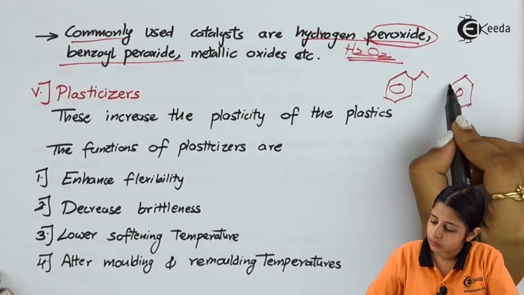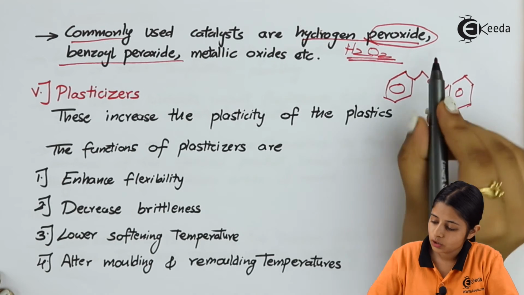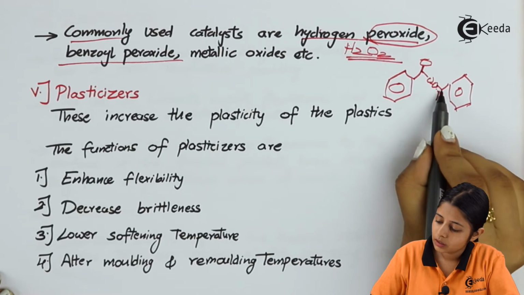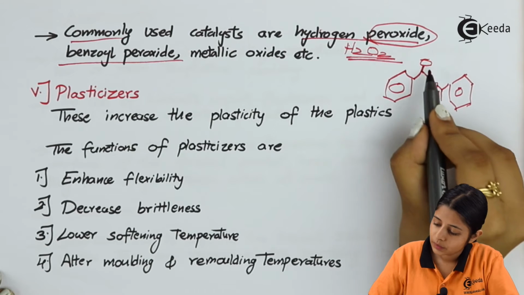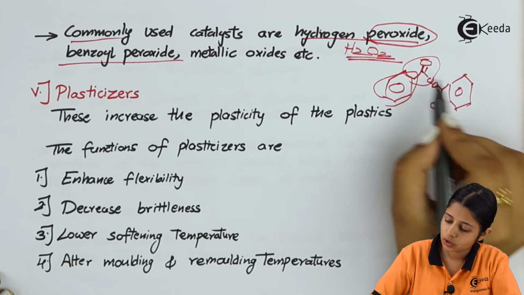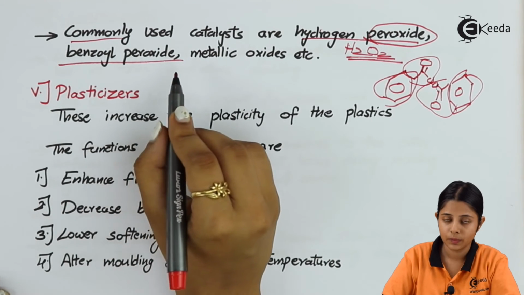Then over here, I have oxygen-oxygen linkage. There is a double bond O over here and a double bond O over here as well. This entire structure, this element twice oxygen and this element twice oxygen forms my benzoyl peroxide.